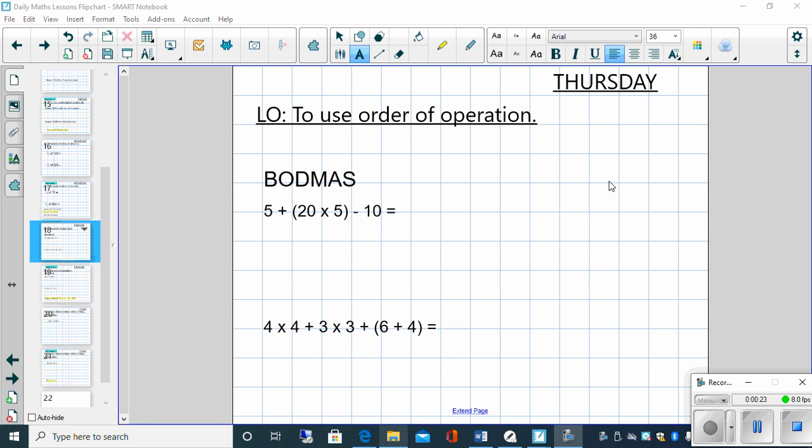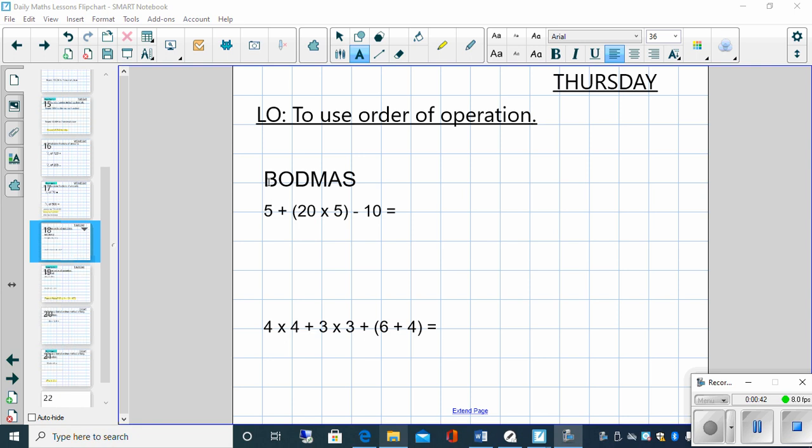So today we're going to be looking at the order of operation, and you can all see the word BODMAS in front of you there, and this is all to do with the order of operation. It's telling you when you have a sum, you have to do it in a particular order to get the right answer. So let's remind ourselves what BODMAS stands for.